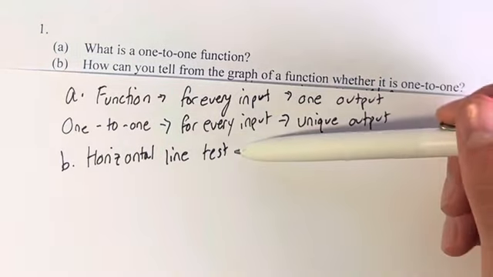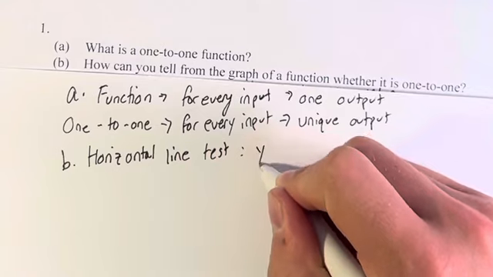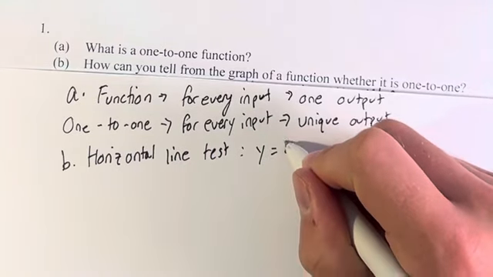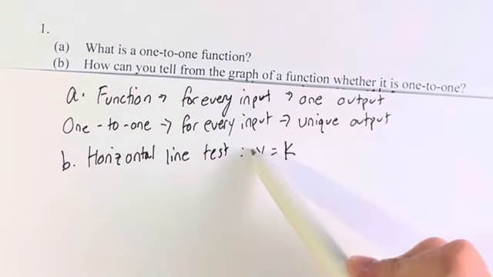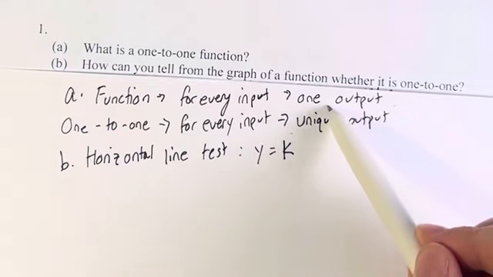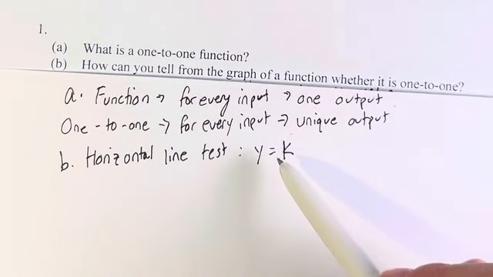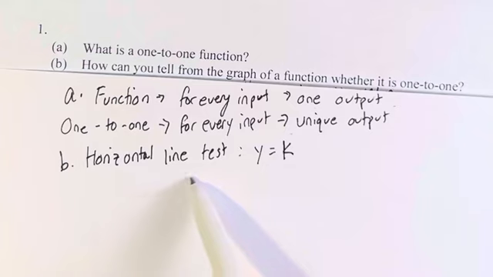Which makes sense. A horizontal line is of the form y equals k for some k. This means that for any of these outputs, it is unique. There's only one corresponding x value, and therefore there's only one intersection of this horizontal line.